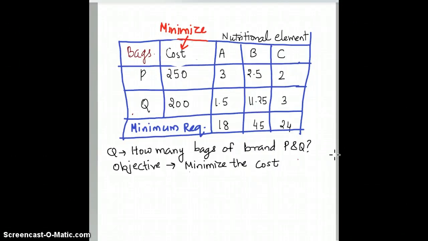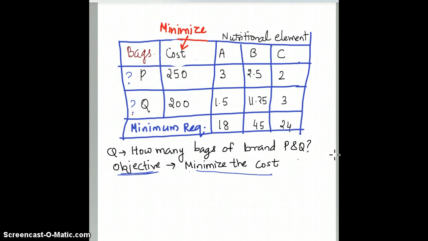Let us formulate the LPP. So what we got from the question is that we need to find how many bags of each brand, P and Q, are to be used. We don't know how many bags of P and how many bags of Q should be used so that we can achieve the objective, which is to minimize the cost. Cost is represented by this column.